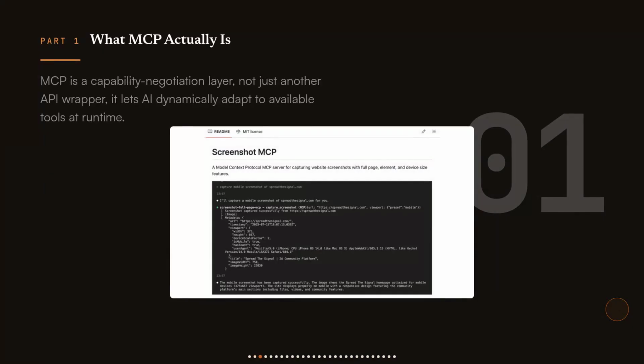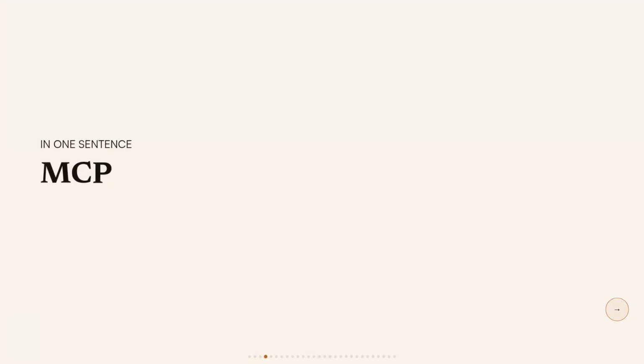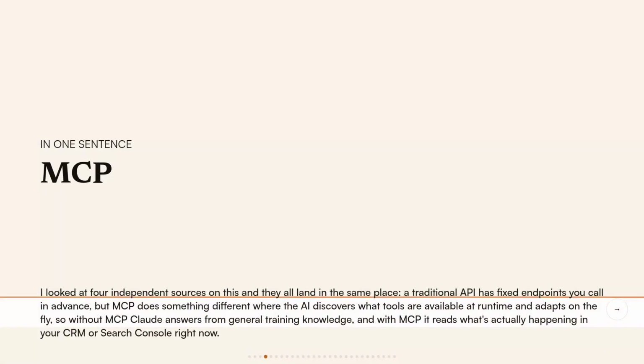A lot of people hear MCP and assume it's just a fancier way to call an API, like a wrapper with extra steps. And if you go in believing that you'll set it up wrong and wonder why Claude still can't pull your real numbers, because the actual difference is capability negotiation, and that changes how AI connects to your tools at runtime. I looked at 4 independent sources on this, and they all land in the same place.